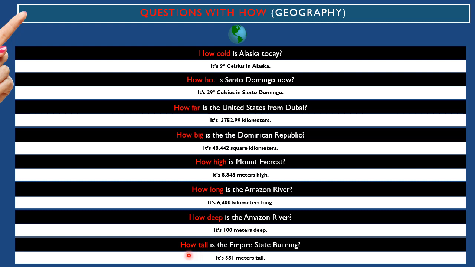The last one, how tall? How tall is used for buildings. So here we have an example. How tall is the Empire State Building? It's 381 meters tall. We use tall at the end of the answer. So remember, for how high, how long, how deep, and how tall, we use the words at the end of the sentence, at the end of the answer. As you can see here, tall, deep, long, and high.